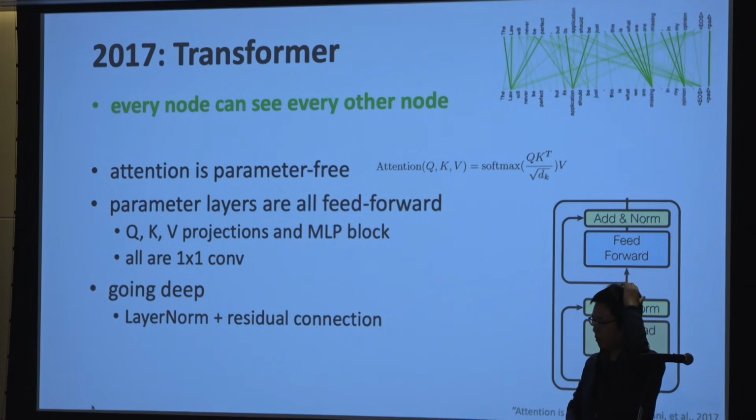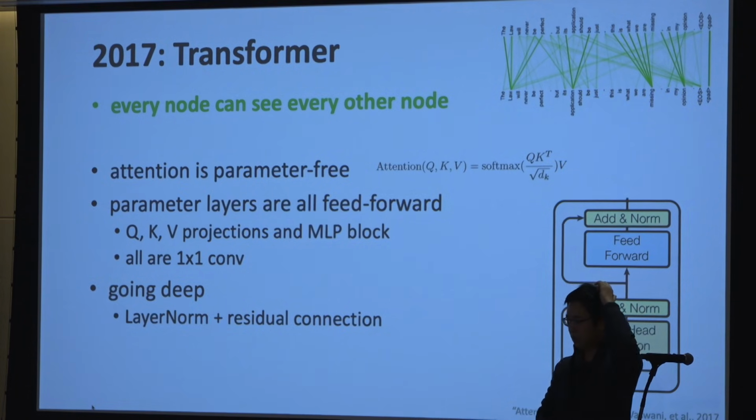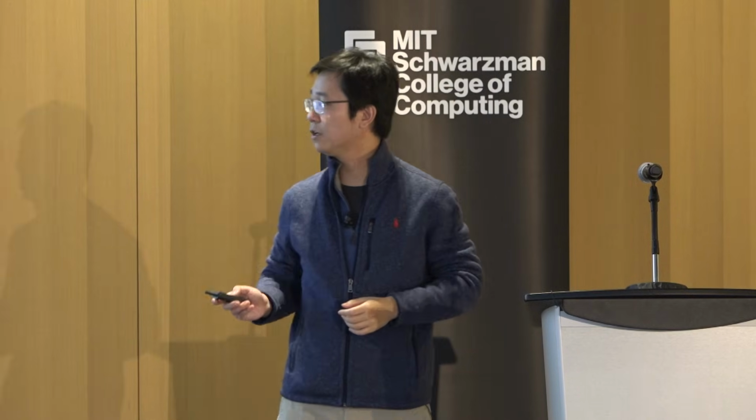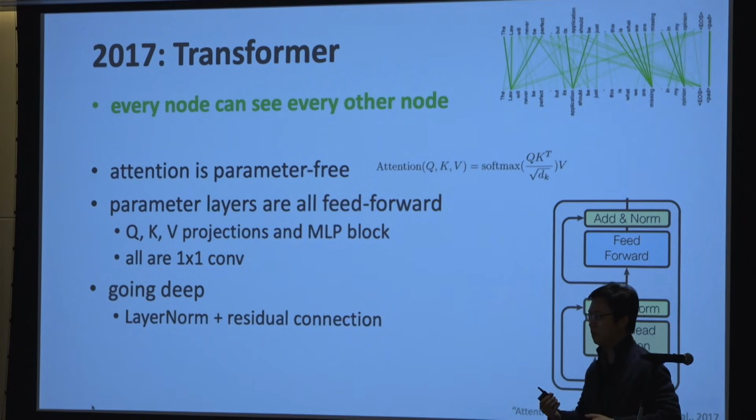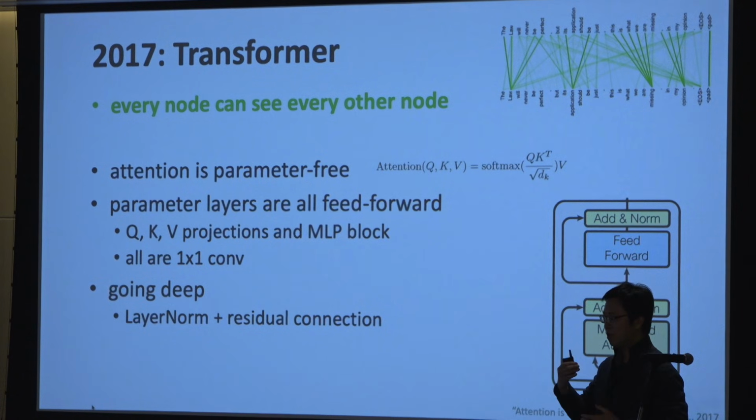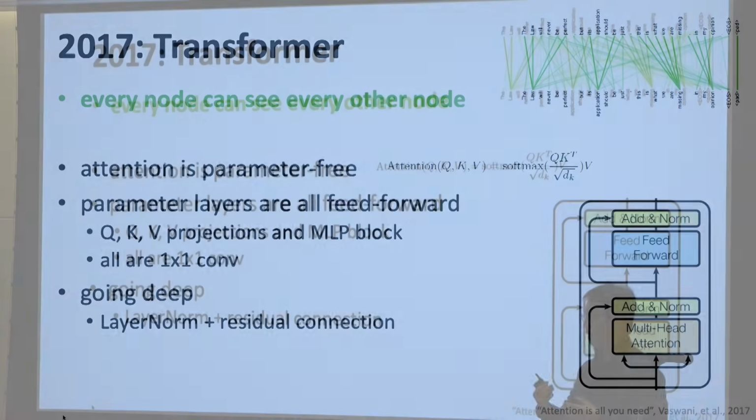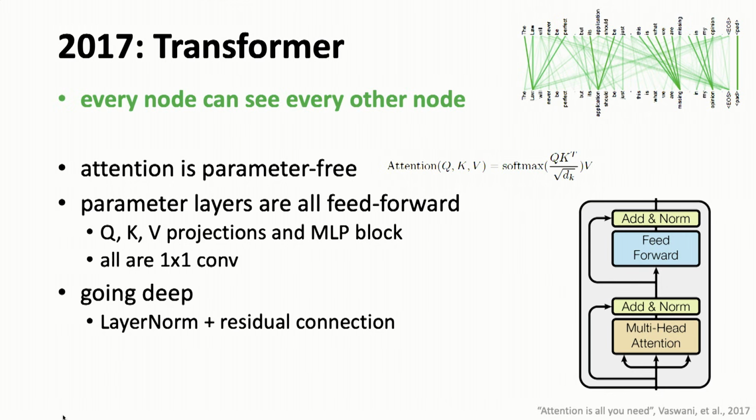So if the attentional computation is parameter-free, then where are the parameters? Interestingly, in the transformer architecture, all the parameter layers are feed-forward. The parameter layers will be used for us to obtain the sequences that are called QKV, and they will also be used in the MLP blocks to transform these sequences in the representation space. And in some sense, all these parameter layers are just one-by-one convolutional layers.